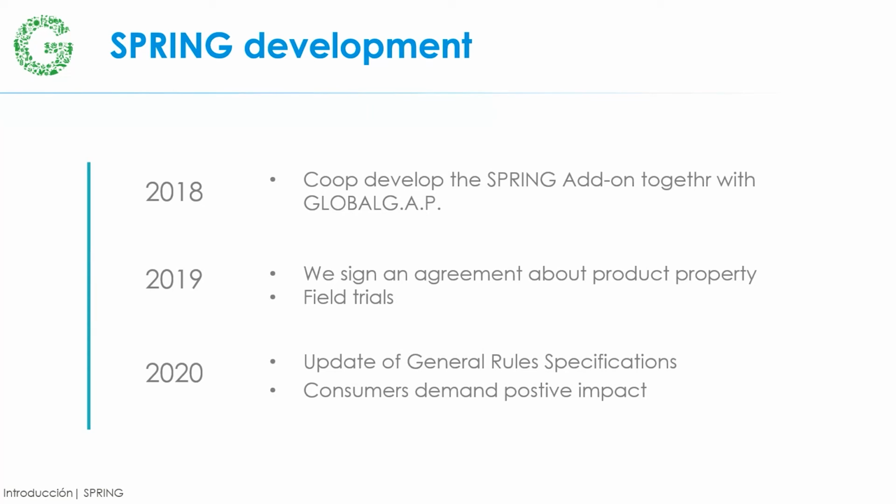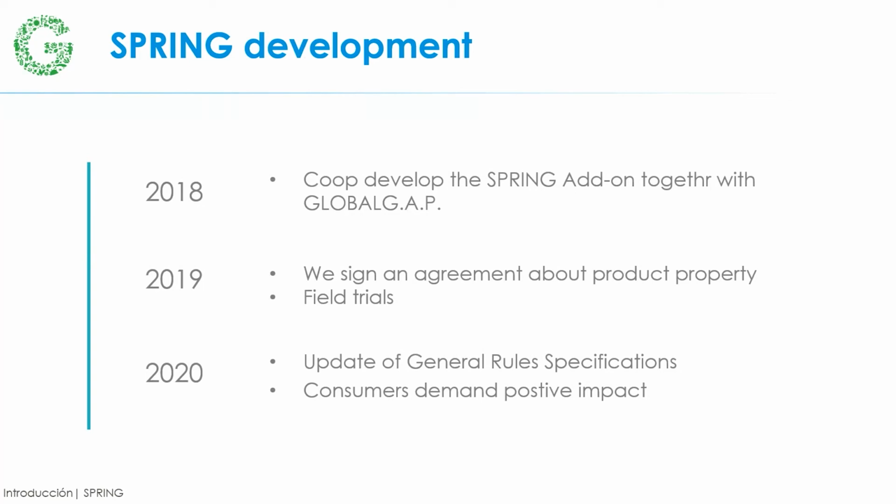In 2020, after this experience, we updated the general rules specifications. You know that the spring documents are two. One is the checklist and one is the general rules specifications. The checklist is still in version 1.1. The checklist contains all the control points and the compliance criteria. And the general rules specification explains the rules of spring. In this case, it's really important because spring has a really different scoring system and result of the assessment, for example. Then it's very important to know the general rules specification.